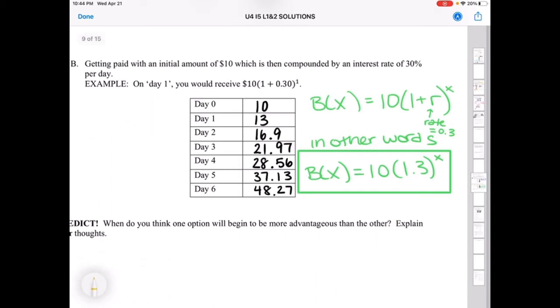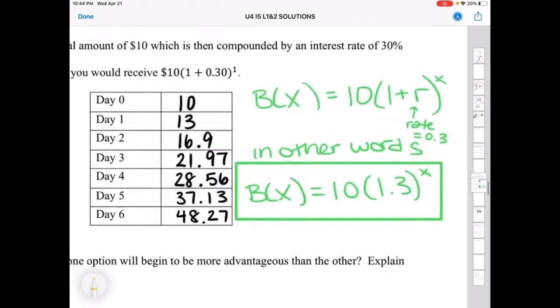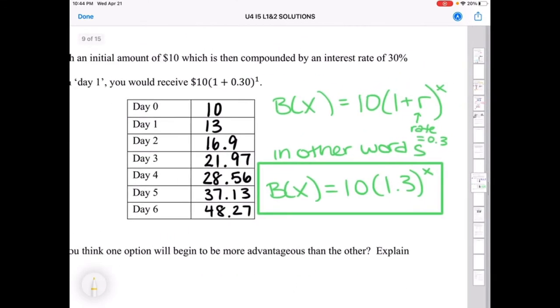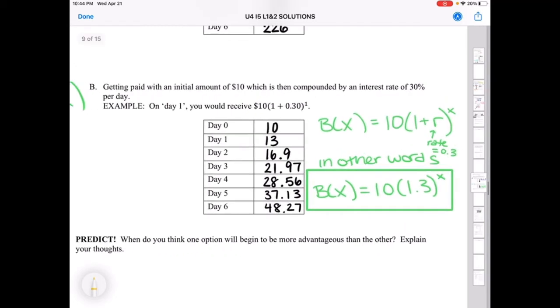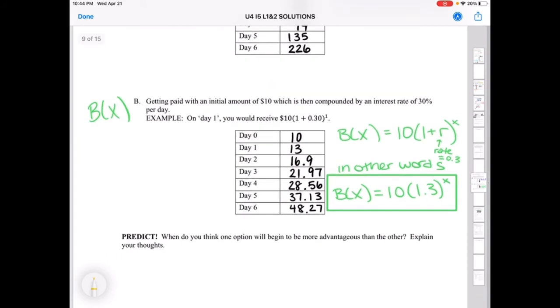But here we're just going to use the model that they gave us. So our general equation is 10 times 1 plus the rate to the xth power. So the rate is just 0.3. So in other words, it's just 1 plus 0.3, which is just 1.3. So I have the boxed equation up right here in green, and I filled out those values for you.